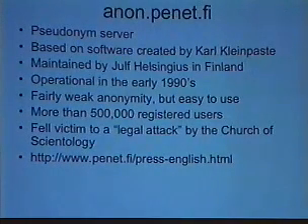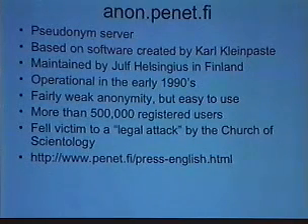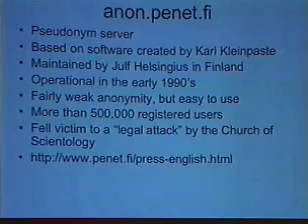In the early 90s, there was a very popular but weak anonymity mail server called anon.penet.fi. It was a pseudonym server. It was created by Carl Kleinpaste, but was maintained by a fellow in Finland. It was very easy to use, had over 500,000 users, and fell victim to what we refer to as a legal attack. Somebody subpoenaed somebody's identity, and he was forced to give it up.